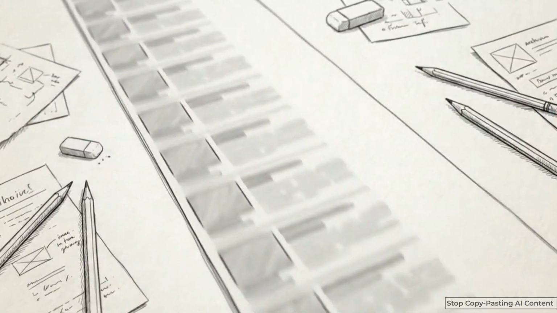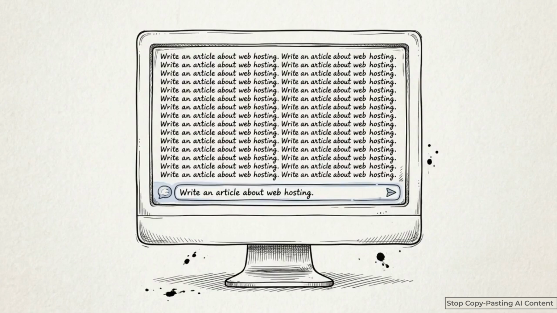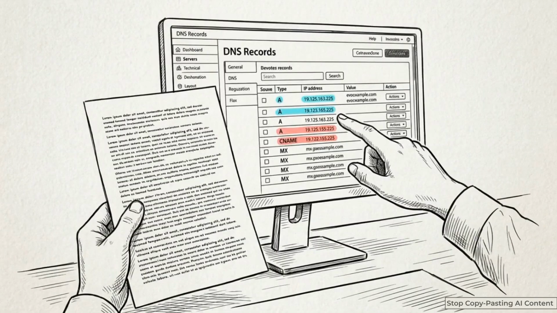Content generation used to be the bottleneck for any hosting project. Now the risk is high-speed output that lacks specific value. Requesting a full article from a single broad prompt results in repetitive phrasing and surface-level explanations. For a beginner trying to understand DNS or server settings, these generic paragraphs fail to solve their specific technical problem.